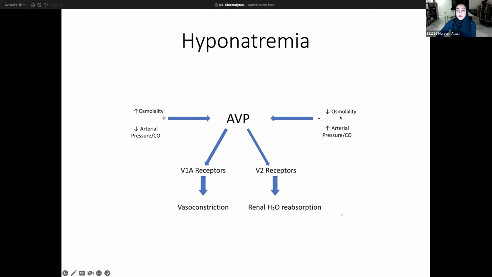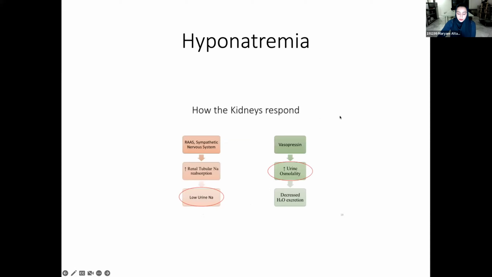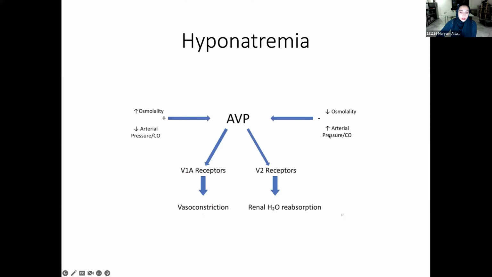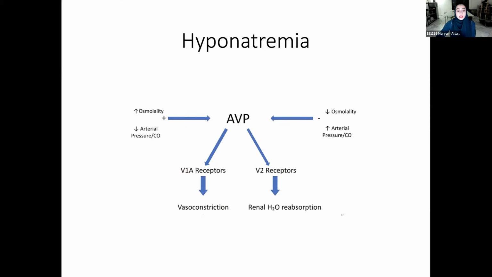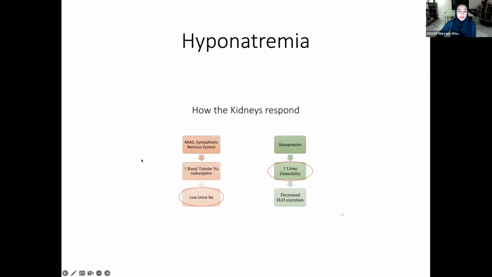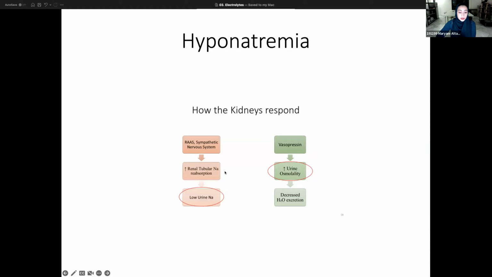Okay, you can also have it with decreased osmolarity, and increased arterial pressure. Okay, so basically the body is trying to come up with a way to compensate or balance for the changes in the electrolytes. And so this is another view of how the kidneys are going to respond. So if you have activation of RAS and sympathetic nervous system, you're going to have increased renal tubular sodium absorption, right?